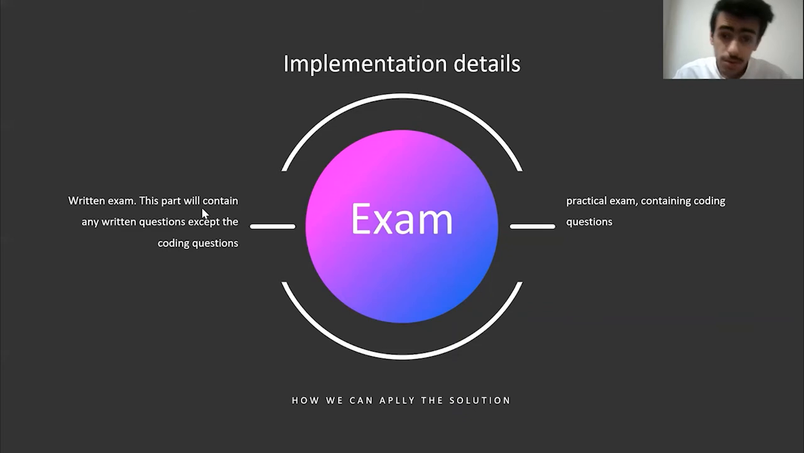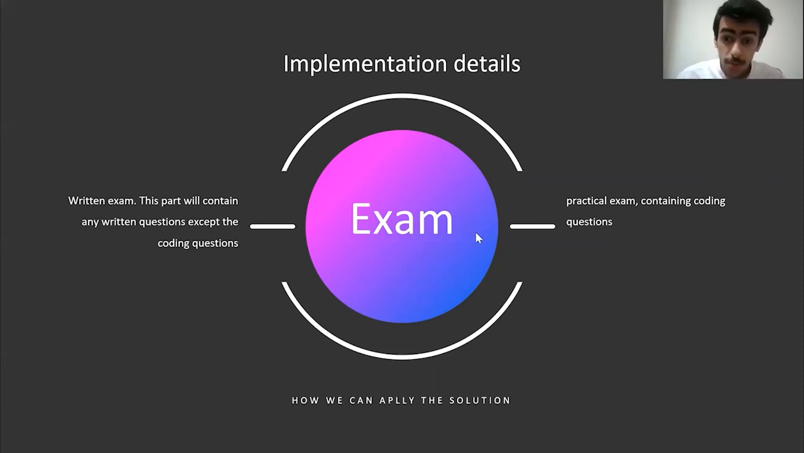This part will contain any written questions except the coding questions, such as multiple choice questions, true and false questions, trace the following code, or correct the following code. This part of the exam could be in the lab or in the class, so the student is not allowed to use the computer because it's a written exam.